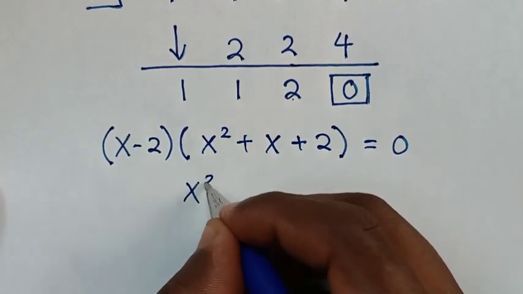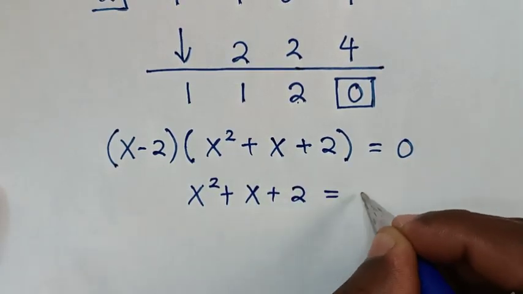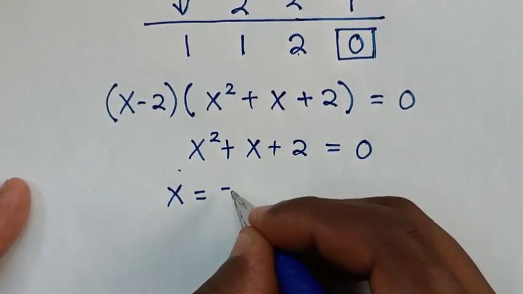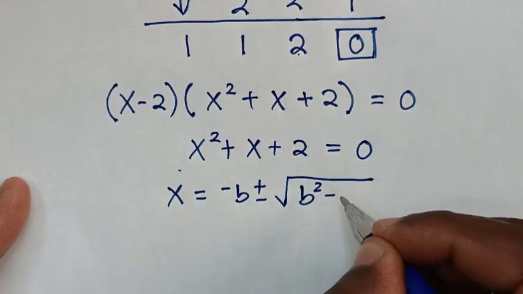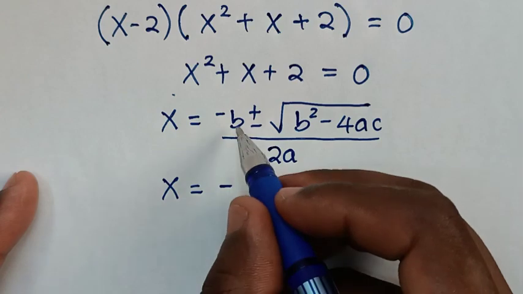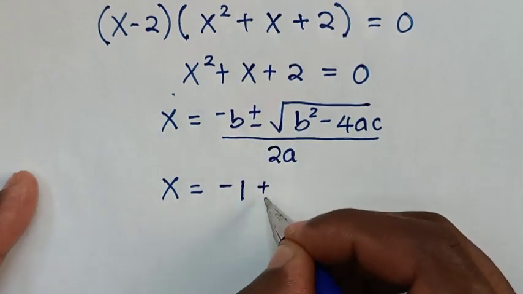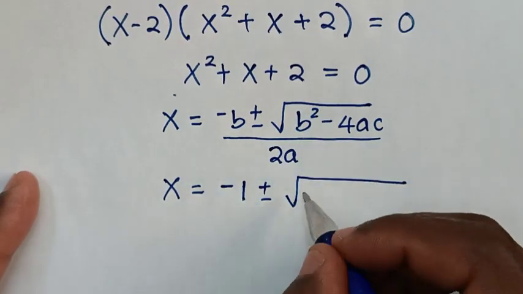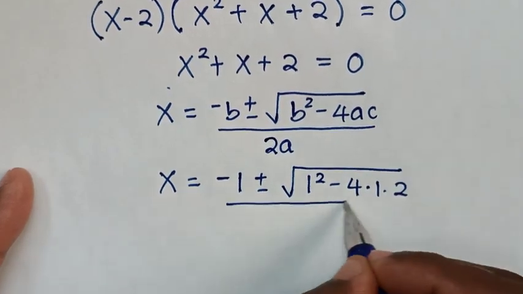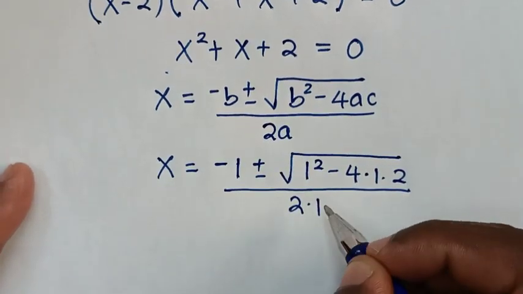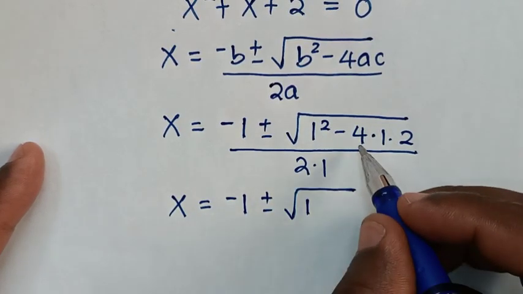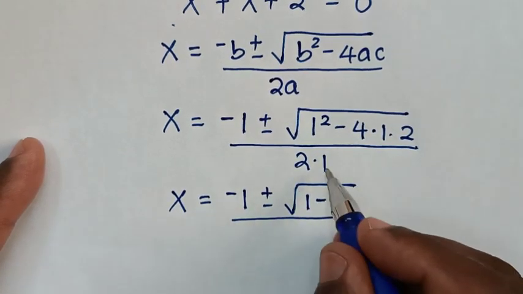From here, x square plus x plus 2 is equal to 0, we'll solve this by using the quadratic formula. From the quadratic formula, x is equal to negative b plus or minus the square root of b square minus 4ac, over 2a. Then it will be x is equal to negative b, the coefficient of x, which is 1, so negative 1 plus or minus the square root of b square, it will be 1 square, then minus 4 times a is 1 times c is 2, then over 2 times a is 1. Then x is equal to negative 1 plus or minus the square root of 1 square is 1, negative 4 times 1 times 2 is negative 8, then over this times this is 2.